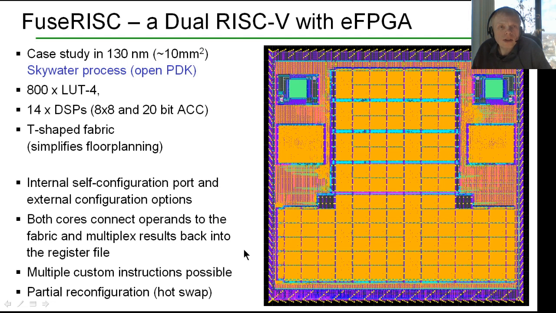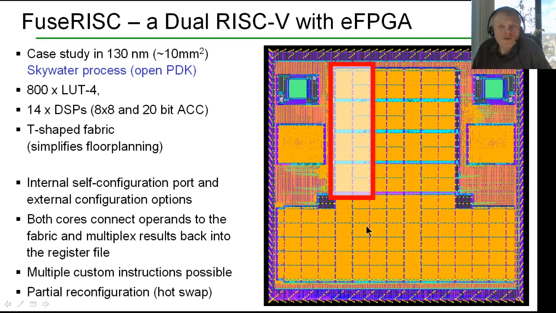A system that does this, that's just currently taped out and under production with SkyWater, is our Fuse RISC chip that was done by Andrew Atwood. It is a dual RISC-V chip with embedded FPGA. This here in the middle is a Fabulous FPGA fabric. Left and right there are two cores, and these are the memory blocks from OpenRAM. It's a relatively small fabric with just 800 lookup tables and a couple of DSP blocks, but it's still sizable enough to do reasonably good acceleration.